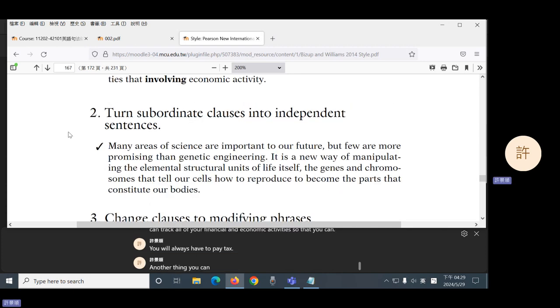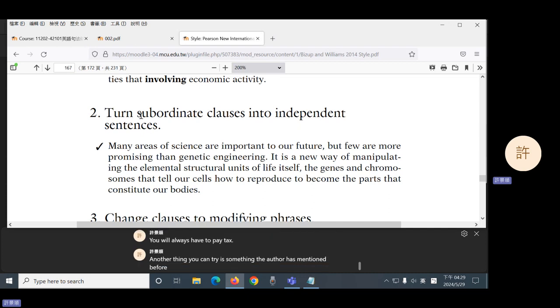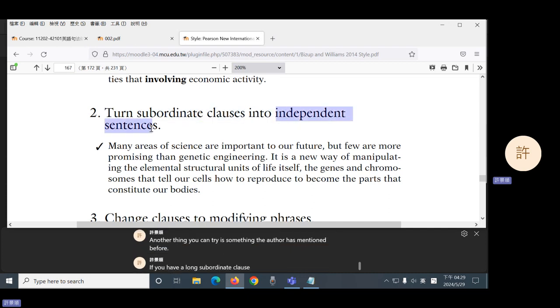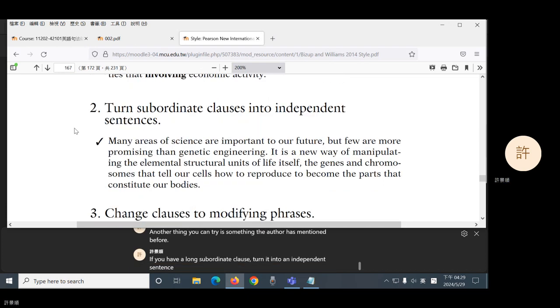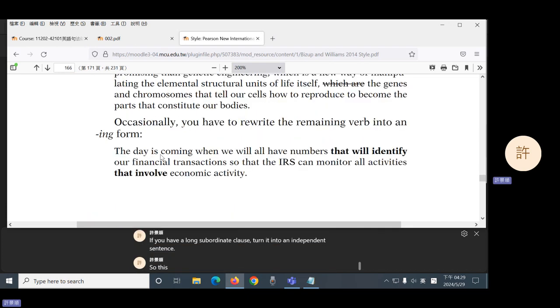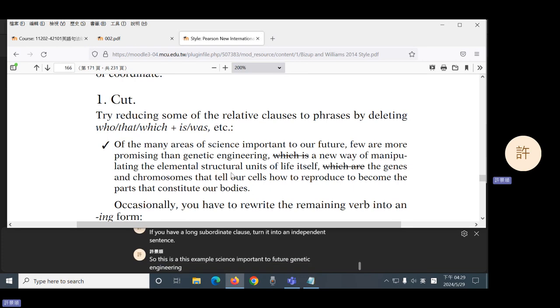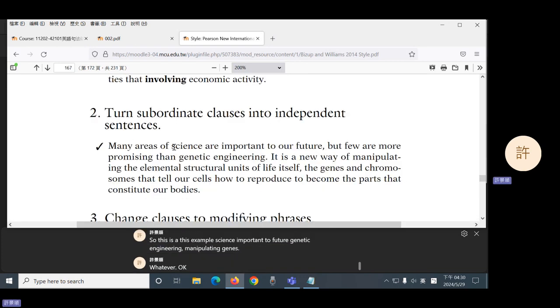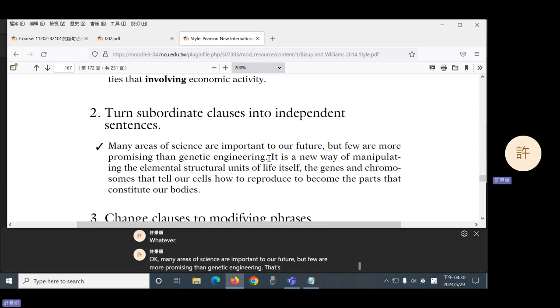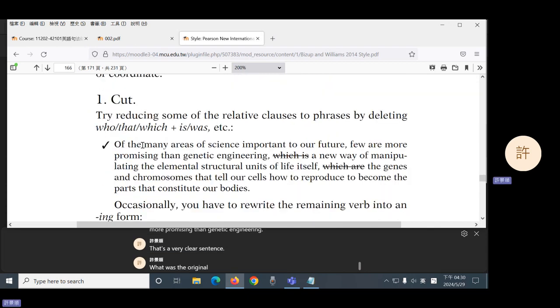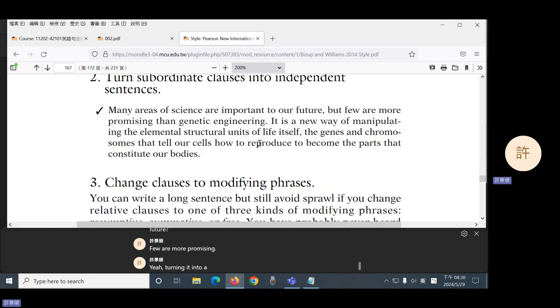Another thing you can try is something the author has mentioned before. If you have a long subordinate clause, turn it into an independent sentence. So this is this example. Science, important to future, genetic engineering, manipulating genes, whatever. Okay. Many areas of science are important to our future, but few are more promising than genetic engineering. That's a very clear sentence. What was the original? Of the many areas of science important to our future, few are more promising. Yeah, turning it into a complete sentence makes it better.